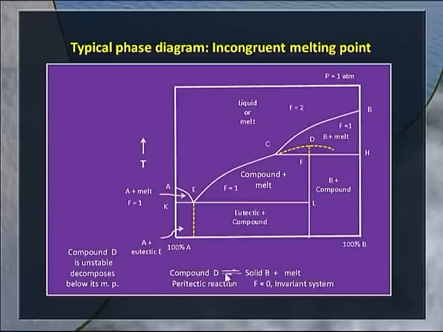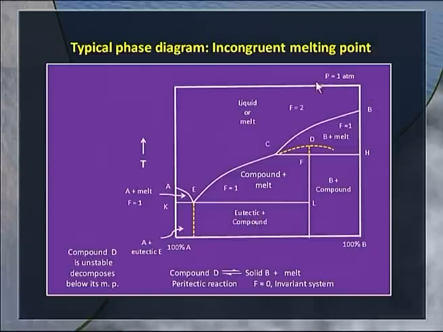In this particular case, the compound that is formed between component A and component B, that is the compound named D, decomposes to give solid B and the melt. And the point C is called the peritectic point, and the temperature corresponding to that is called the peritectic temperature. Similarly, in this case we have a eutectic point, the eutectic that is formed between component A and the compound. So, this part of the diagram is similar to what we have seen in the earlier case.